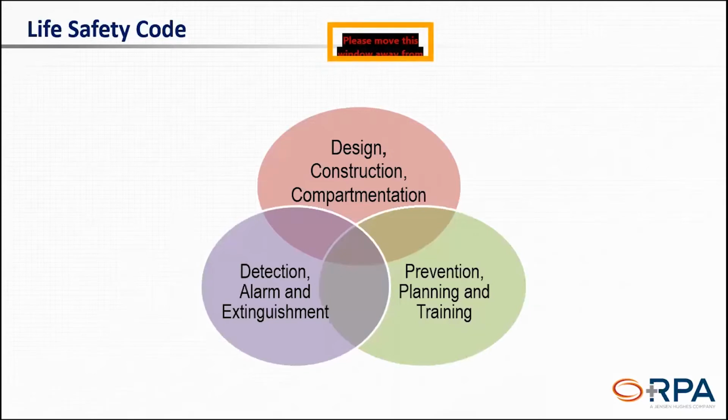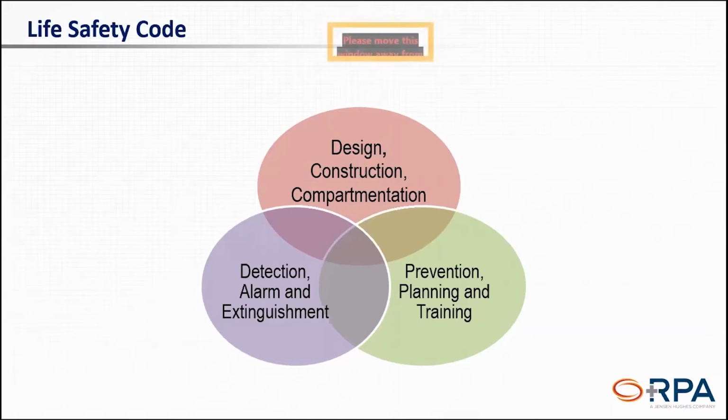It has this 3-tiered approach. You can see how we borrowed our initial bullet point there for our baskets of leadership, research, and application. Well, it's kind of the same process. We have these 3 tiers. It's design, construction, and compartmentation: how is the building built? Then prevention, planning, and training.